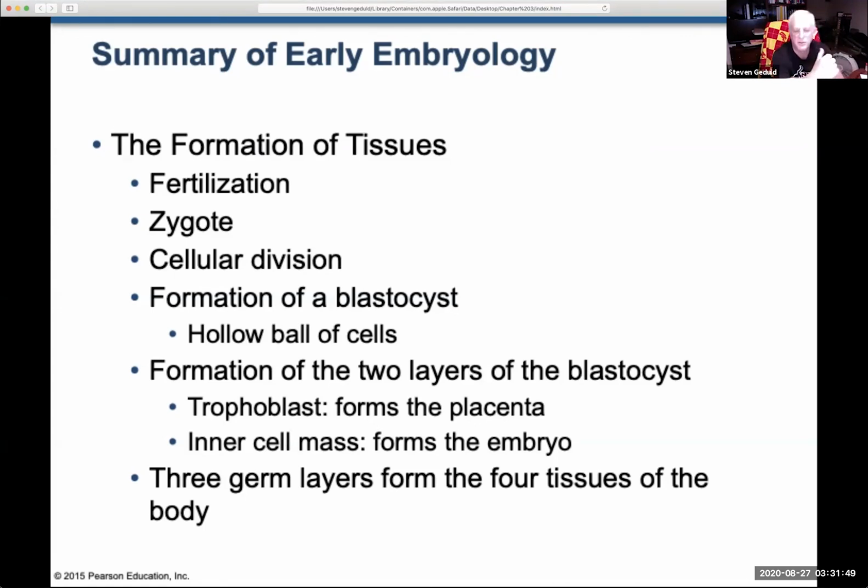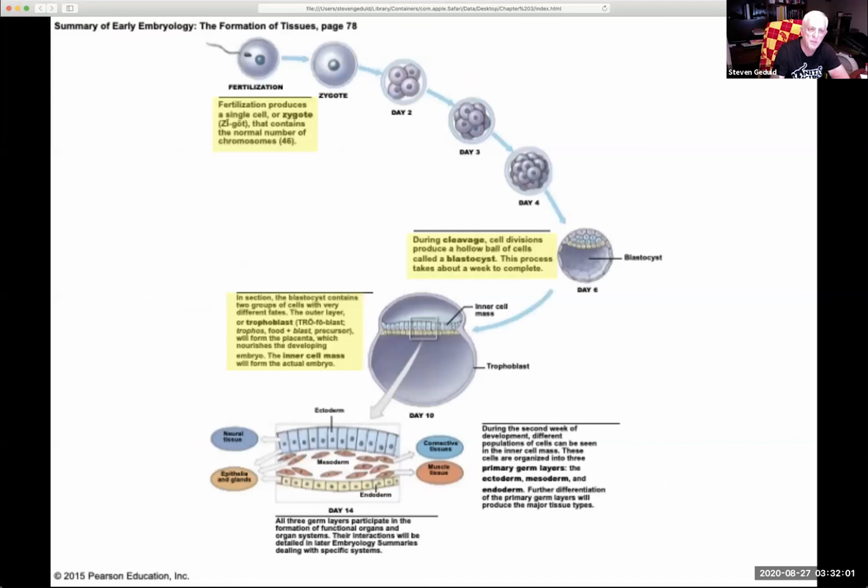3 germ layers form the 4 tissues of the body. Okay, so the 3 germ layers formed in the embryo are going to form the 4 tissues of the body. So this is a representation of it. You see fertilization, zygote, okay? You get cell division, you get your blastocyst. The blastocyst forms your trophoblast, which is going to form the placenta. And then it forms the inner cell mass, which is going to form the embryo.